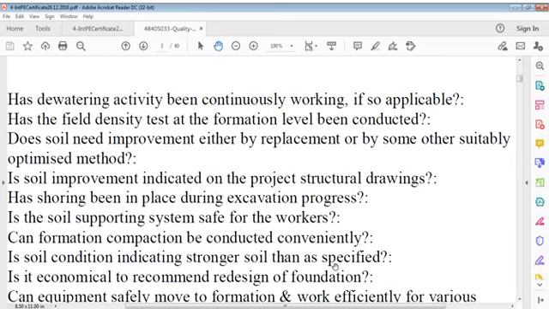Has shoring been in place during excavation progress? That you have to see, what sort of soil it is. If it's collapsible soil, caving soil, we have to provide supports to the sides of foundations so that caving is not allowed or is controlled. The soil supporting system must be safe for workers, so that in case of caving they should not be buried.